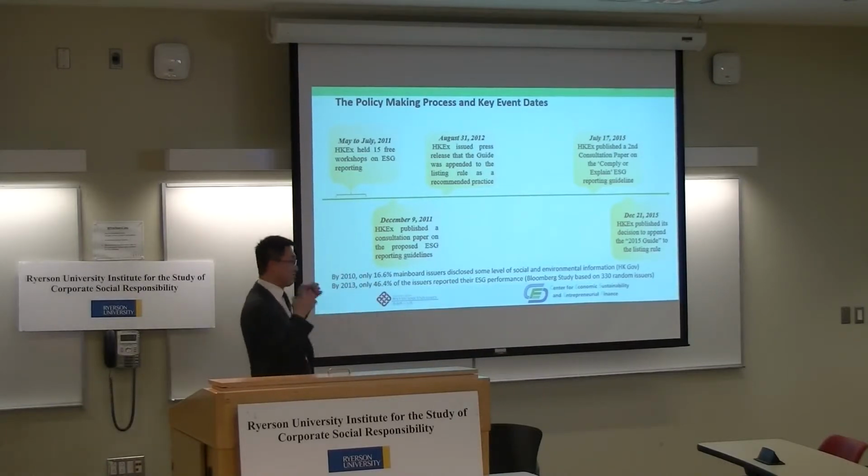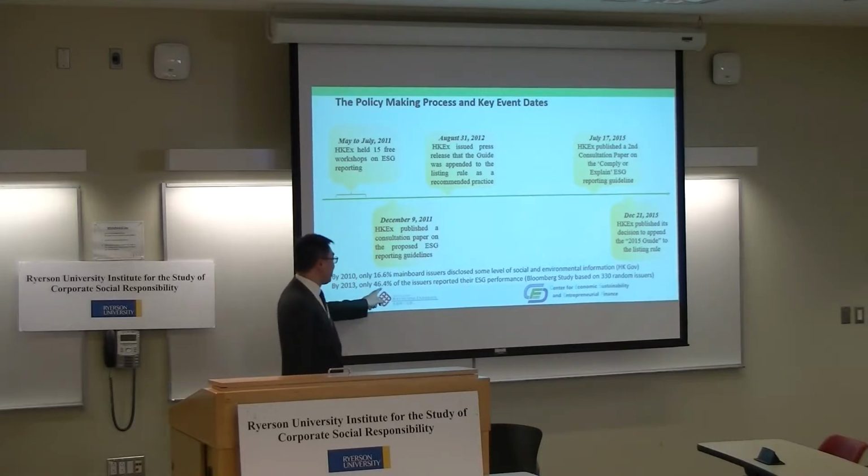Okay, they randomly pick 330 from large capitalization and small capitalization. So they find that the voluntary adoption rate is still below 50.